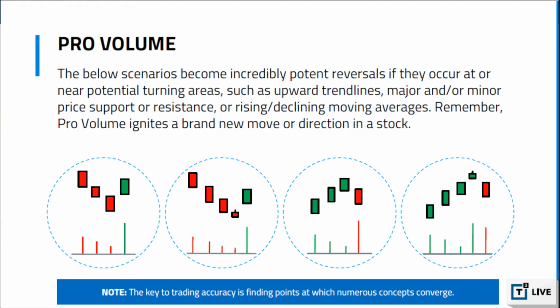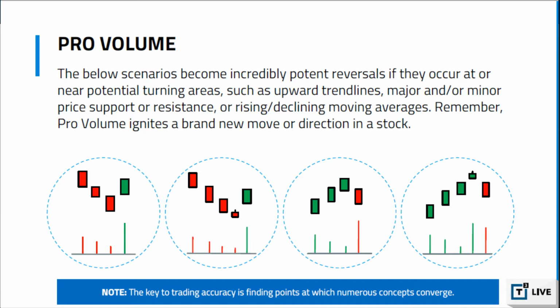Pro volume is when it's in a brand new move, when the volume basically ignites a brand new move. So the below scenarios become incredibly potent reversals if they occur at or near potential turning areas, as we discussed. So I'm not going to read that.